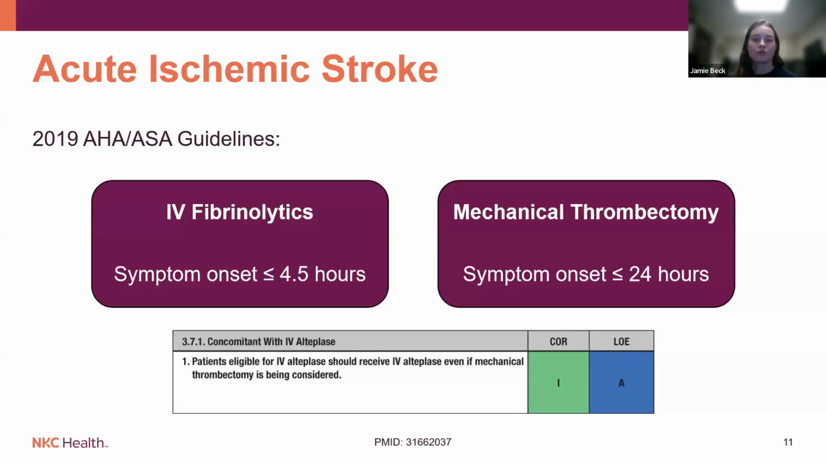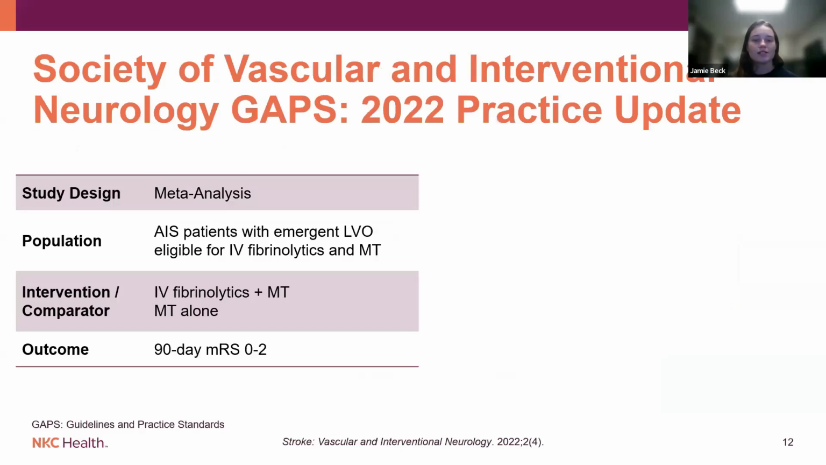So in patients with confirmed large vessel occlusion on imaging who present within 4.5 hours of symptom onset, there's an overlap between both reperfusion strategies. In this scenario, the 2019 AHA-ASA guidelines recommend that eligible patients receive IV alteplase even if mechanical thrombectomy is anticipated or planned for the patient. This practice is also supported by the Society of Vascular and Interventional Neurology Guidelines and Practice Standards, who published a 2022 brief practice update regarding IV fibrinolytics before thrombectomy in patients who presented with large vessel occlusion acute ischemic stroke.